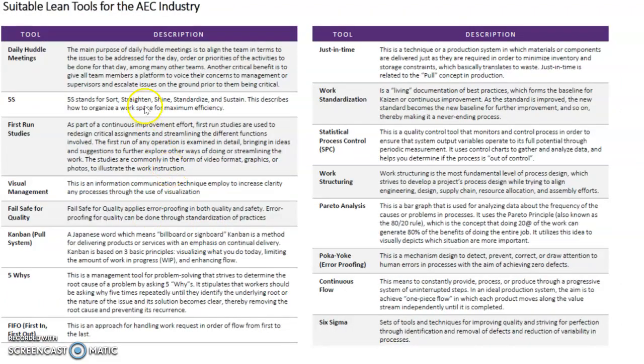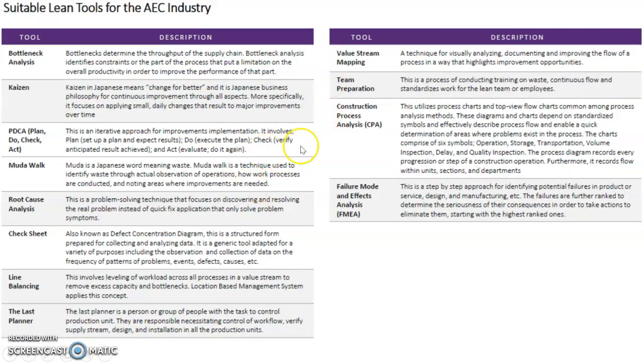There are many types of Lean tools that can be used in the industry to look at the waste and how to remove them, or how to make the process more efficient, as can be seen here and in this slide also. We'll be going through these tools in a little bit more detail in the next set of presentation.